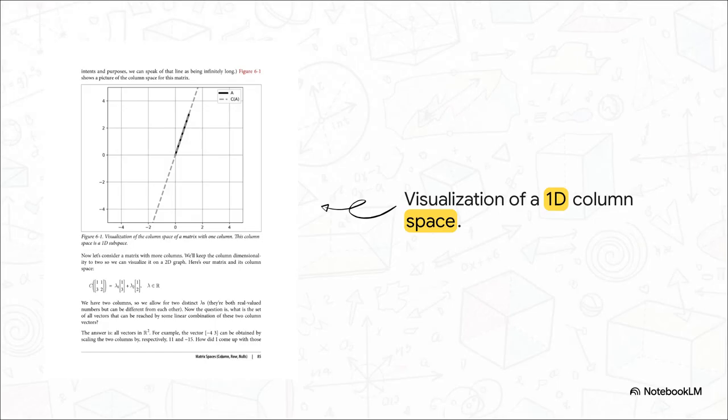If you visualize what a 1D column space actually looks like geometrically, it's pretty intuitive. If your matrix only has one single column, its column space is just a line passing right through the origin, stretching out arbitrarily long in both directions. It's a 1D subspace, completely regardless of how many dimensions the vector itself actually lives in.